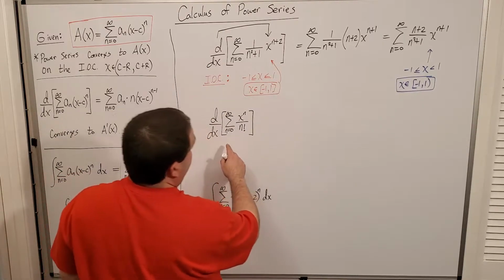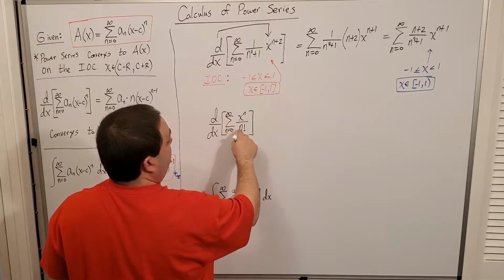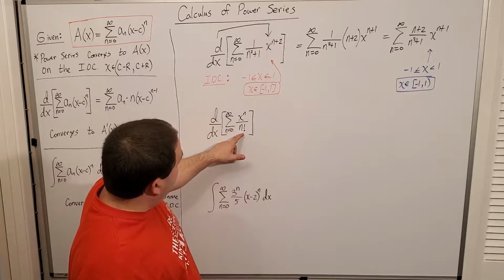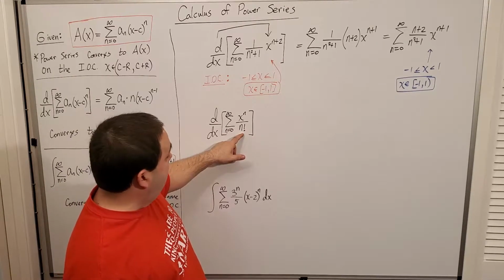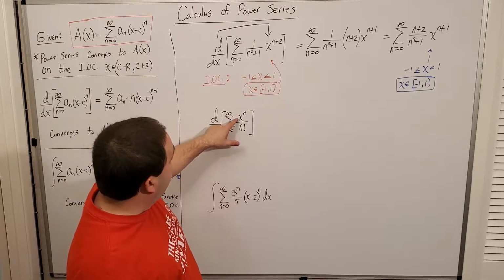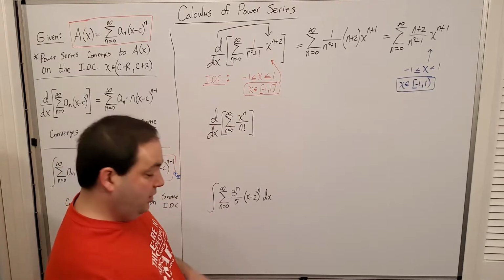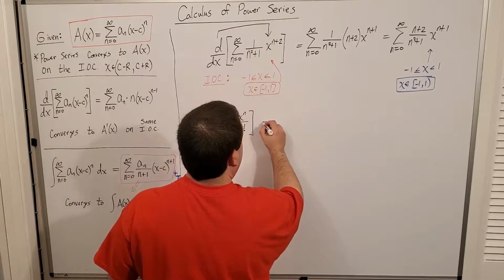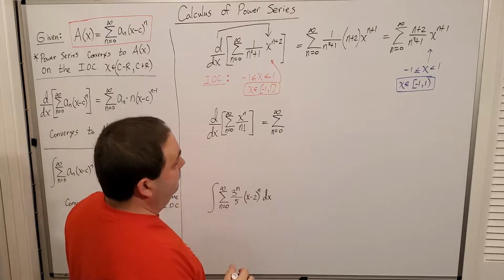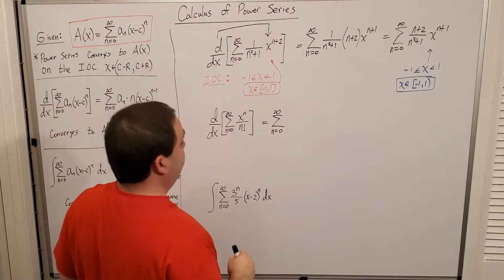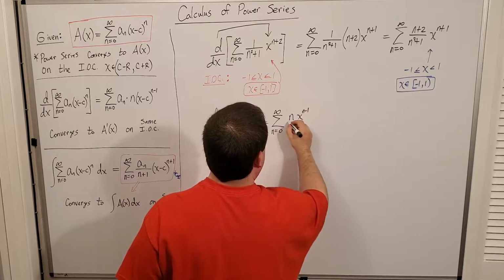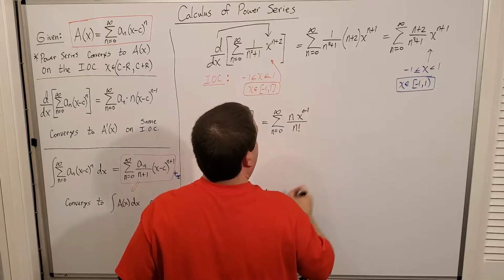The derivative of the sum from n equals 0 to infinity, x to the n over n factorial. Again, the n factorial is not affected by the derivative because it's not connected to an x. The summation is counting by n's, also not affected by x. x to the n is the thing that I'm actually taking the derivative of here. So what do I get? I get the summation, n equals 0 to infinity, of n times x to the n minus 1 over n factorial.